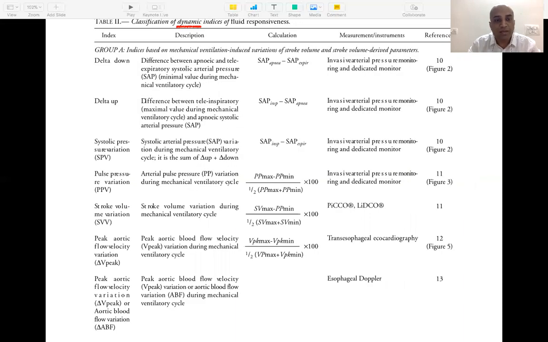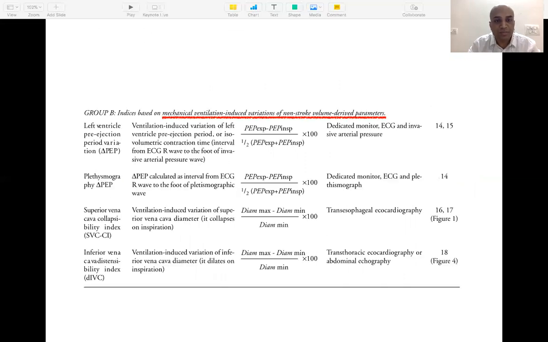There are other dynamic indices like delta down and delta up, systolic pressure variation, pulse pressure variation, stroke volume variation, peak aortic flow velocimetry, which we will discuss later. And there are some indices which are based on mechanical ventilation induced variation of non-stroke volume derived parameters like plethysmography delta PIP.